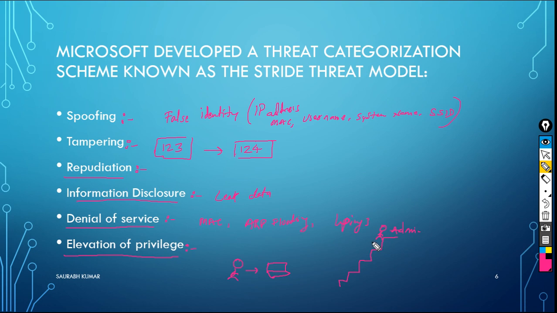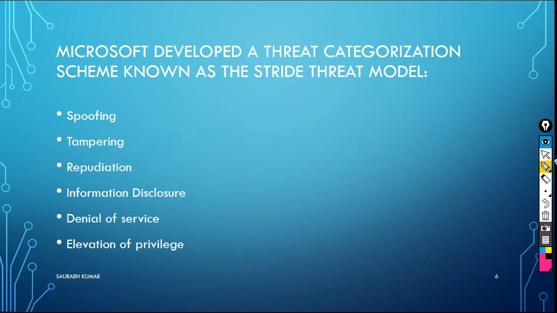So we have to take care of all these things, and altogether the name for all of this is STRIDE: spoofing, tampering, repudiation, information disclosure, denial of service attack, and elevation of privilege. So this was all about STRIDE.